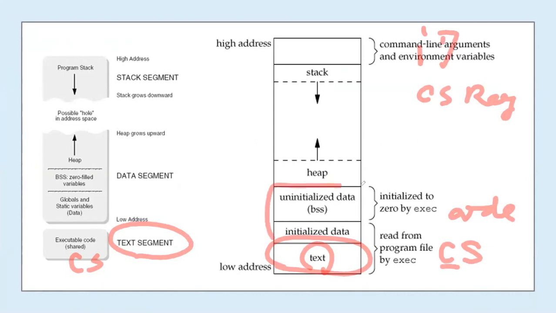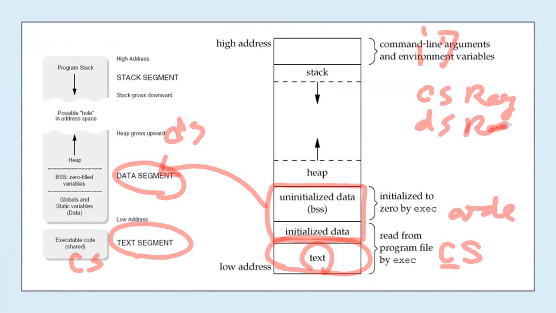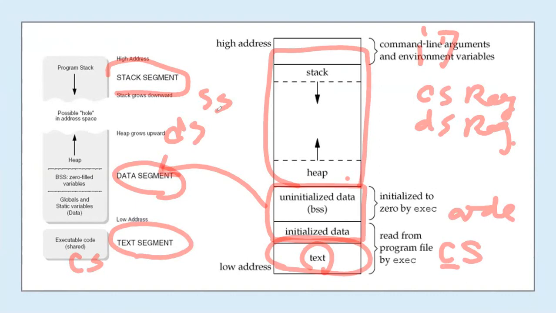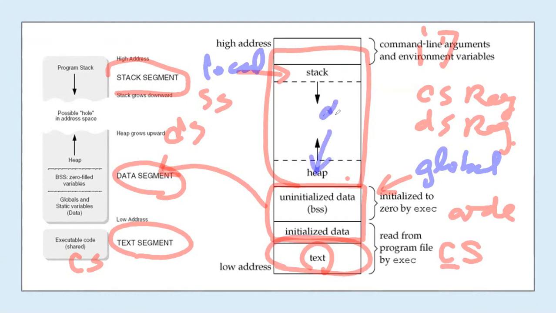Then there is a data segment. The data segment is over here. It's called DS. There's another DS register. And then at the end, there's a stack segment. It's called SS. I explained that the global variable will go to here, and the local variable will go to here. This is global. This is local variable. And then your dynamic variable will go to here.